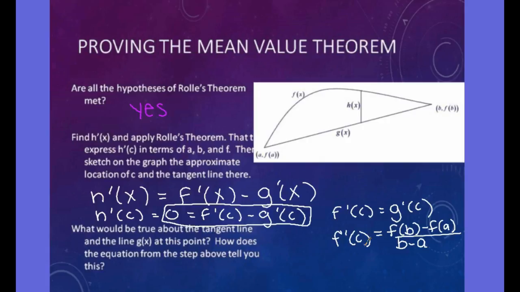This is the mean value theorem. You just proved the mean value theorem. That is like the formal proof of where it came from.